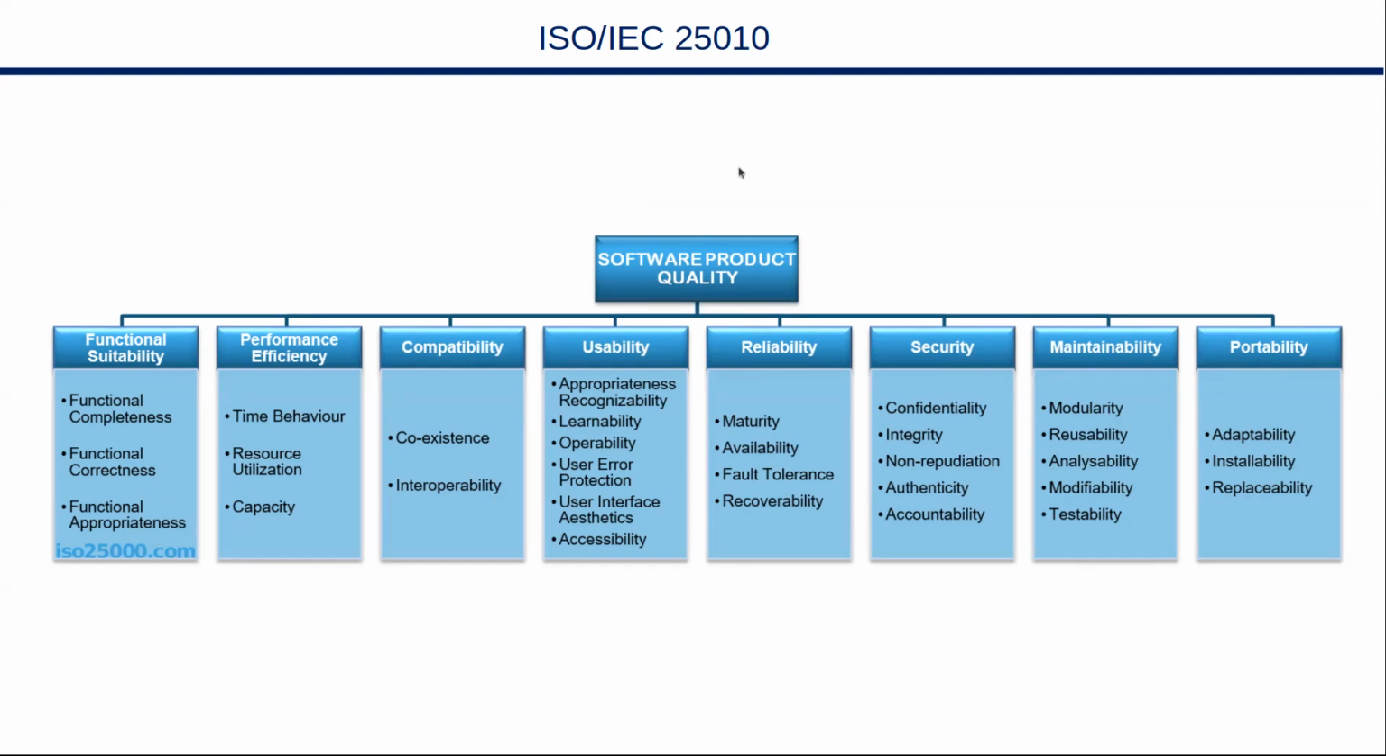So here you can see different subcategories like functional completeness, functional correctness, functional appropriateness, time behavior, resource utilization, capacity for the performance efficiency, and so on. For example, for maintainability: modularity, reusability, analyzability, modifiability, testability.